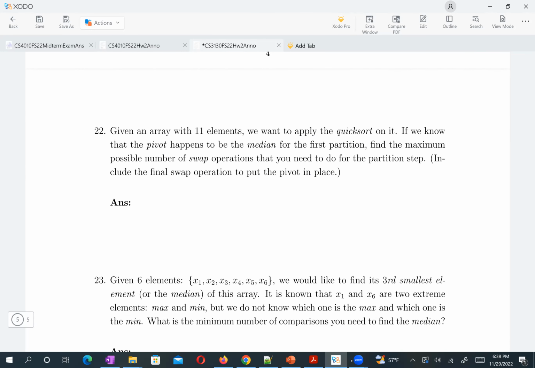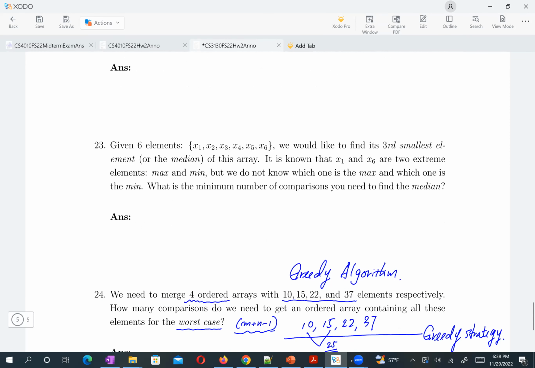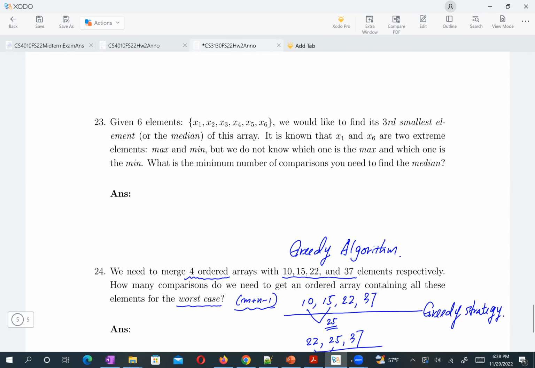Number 22, based on your understanding of the quick sort, here I do not explain. Number 23, it sounds familiar, right? So I create this question, sounds familiar. Actually, we practiced several similar questions before. So here I give you another one because many students still couldn't get the main idea.